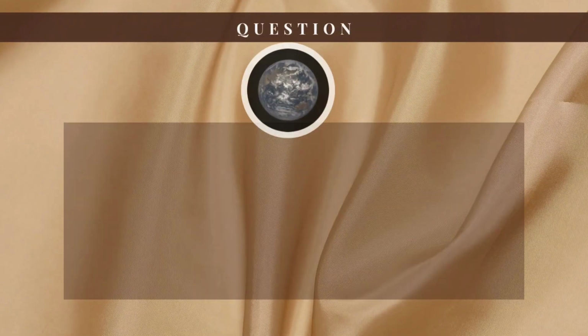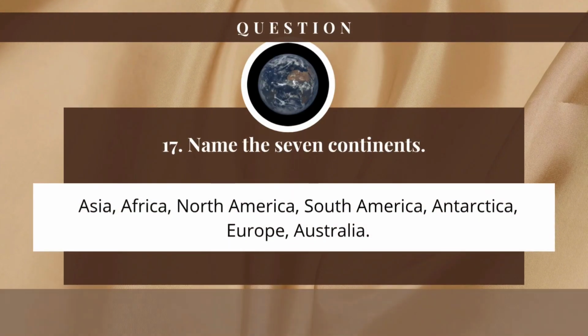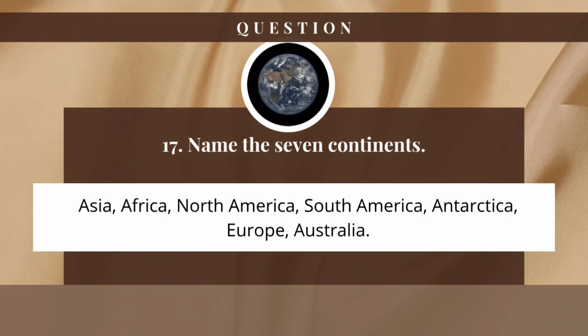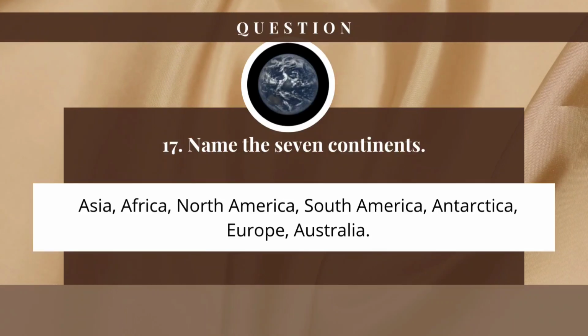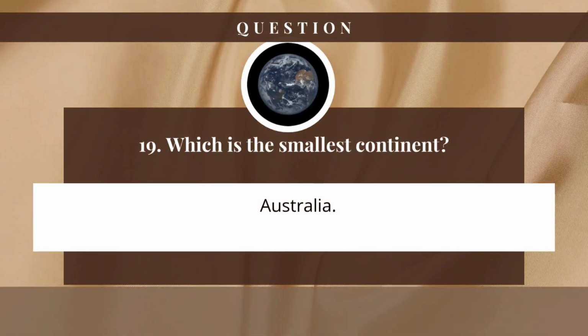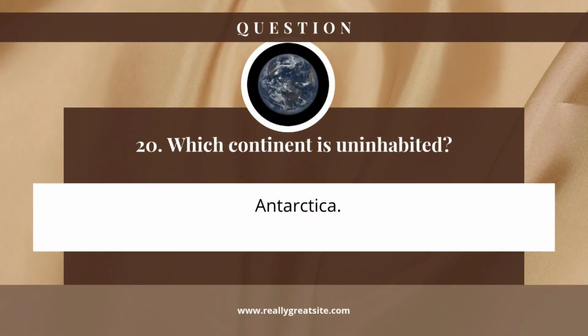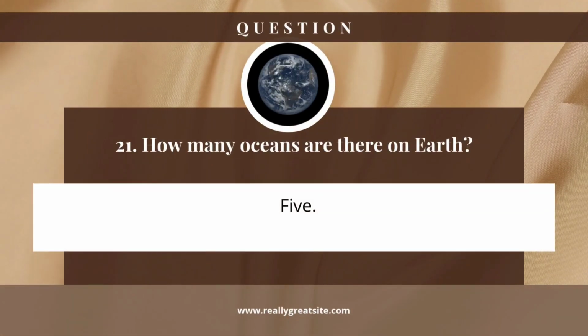16. How many continents are there? Answer. 7. 17. Name the 7 continents. Answer. Asia, Africa, North America, South America, Antarctica, Europe, Australia. 18. Which is the largest continent? Answer. Asia. 19. Which is the smallest continent? Answer. Australia. 20. Which continent is uninhabited? Answer. Antarctica.